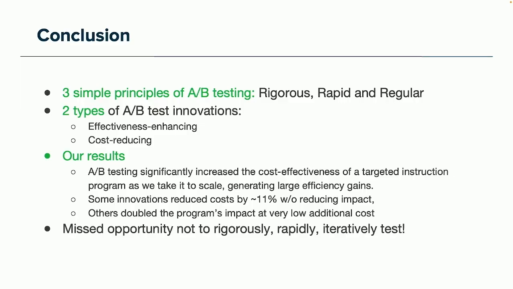So in conclusion, I've shown you some results from A/B testing that's distilled into these three principles of rigorous, rapid, and regular. I've shown you also that these innovations can broadly be categorized into either effectiveness-enhancing or cost-reducing tests. And I've also shown the value of these. Some of these have led to an 11% boost in efficiency without reducing learning, or a 30% boost in impact at very low marginal cost. So it really shows it's leaving money on the table not to be trying out these innovations. Thank you.